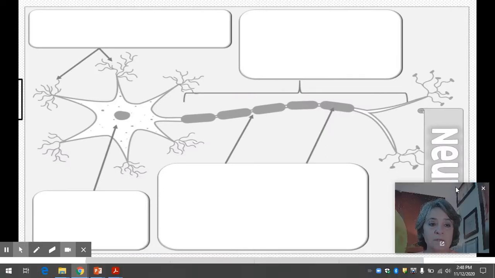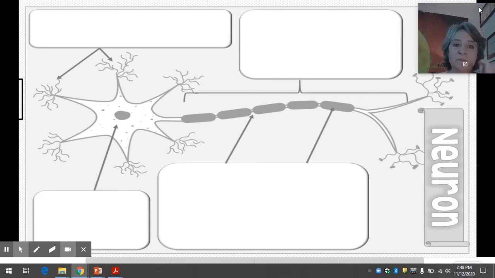So this is a picture of a neuron. The title is sideways, but that helps you see the length of the neuron, and I'll show you a model of this in just a second. But when we're labeling it, there's basically three main parts. You've got this portion here, which is called the cell body.